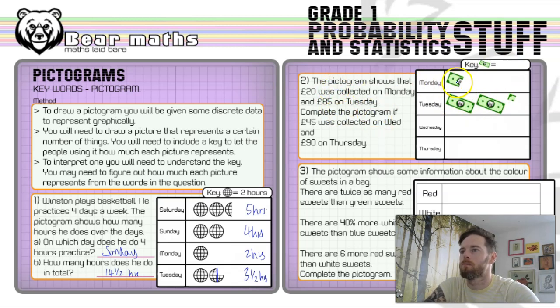So you can use Monday here. £20, half of a whole note is worth £20. So the whole note is going to be worth 2 of those 20s, and that's going to obviously be 40. Okay, so we've worked out the key. Let's see if that works for Tuesday.